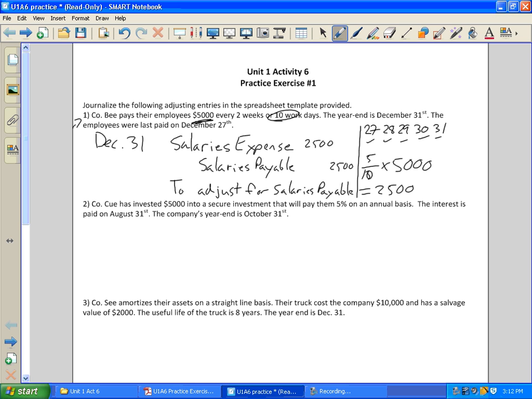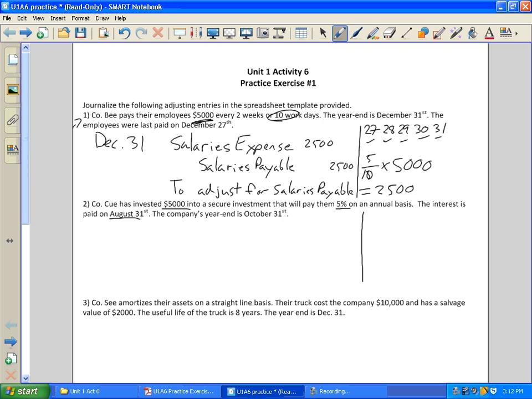Number two, Company Q has invested $5,000 into a secure investment that will pay 5% on an annual basis. This interest is paid on August 31st. The company's year end is October 31st. So we're dealing with a different company, different year end. Now, a couple of things we need to realize. The company took $5,000 of its own money, put it into something that's going to earn it 5%, and they get paid that interest on August 31st.